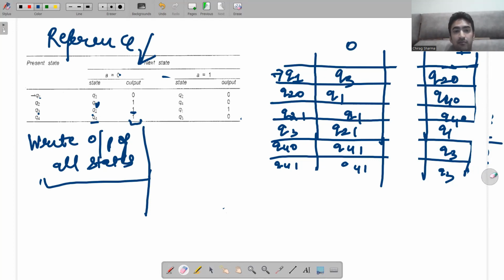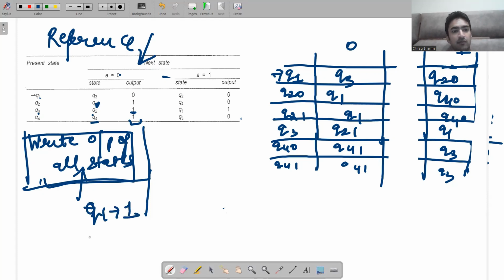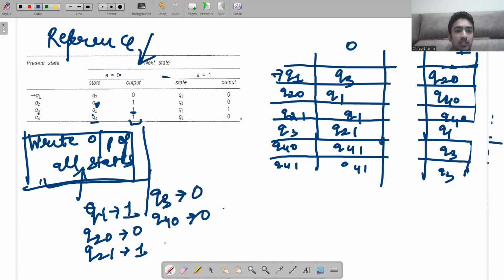Because we are converting from Mealy to Moore, Moore always represents the output of all states. So whatever the output of all states are, you just write. Q1 output is 1. Q2 0 output was 0. Q2 1 output was 1. Q3 output was 0 because there was no variation. Q4 0 output was 0 and Q4 1 output is 1.